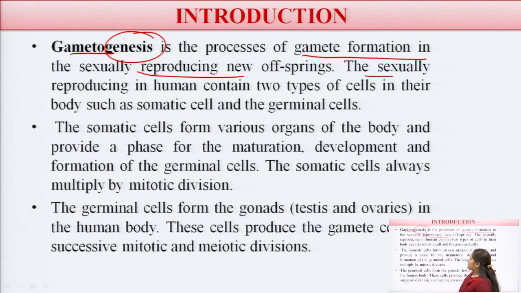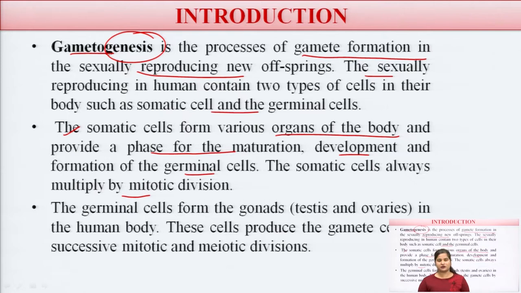Now, sexual reproduction in humans involves two types of cells, the somatic cells and the germinal cells. The somatic cells form the various parts and organs of the body and provide the phases for maturation. What is maturation? Maturation means when the cell is properly developed. So, the somatic cells provide the proper phases for maturation, development and formation of the germinal cells. The somatic cells multiply by mitotic division. The mitotic and meiotic divisions you learned about in the cell cycle, right?